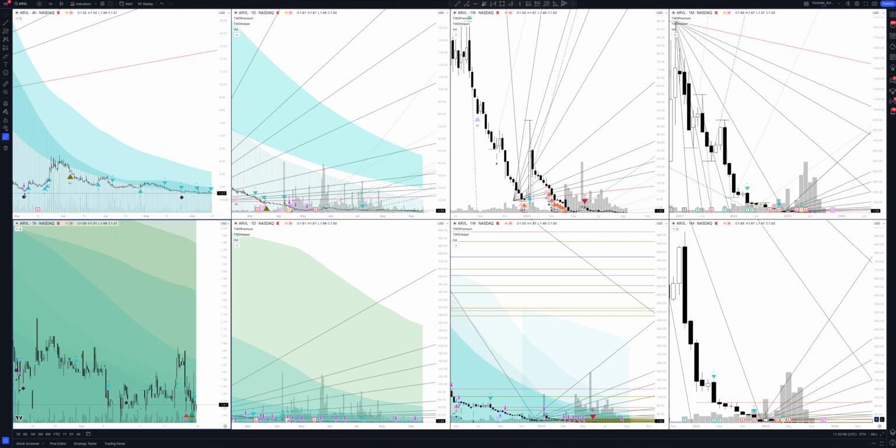We'll take a look at Arrival stock. Let's analyze the market situation and find out how you can make money on it. Let's start.